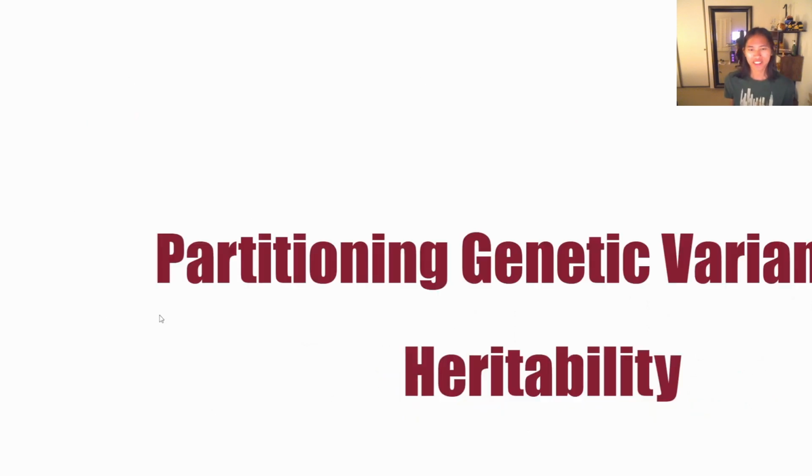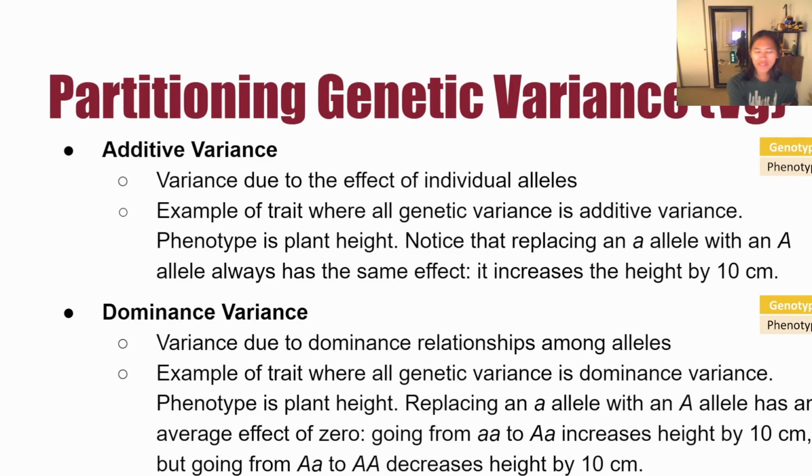Let's talk about the partitioning of genetic variants and heritability. Now, genetic variance is represented by VG up in there. However, there are multiple types of variances. In additive variance, the variance is due to the effect of individual alleles. Looking at the example to our right, we notice that each instance of the dominant A allele increases the height by 10 starting from the homozygous recessive genotype. As such, the variance in height is caused by the additive effect each A allele gives on an individual basis.